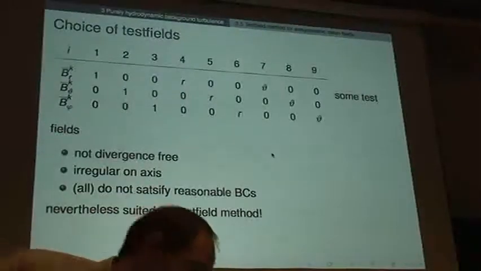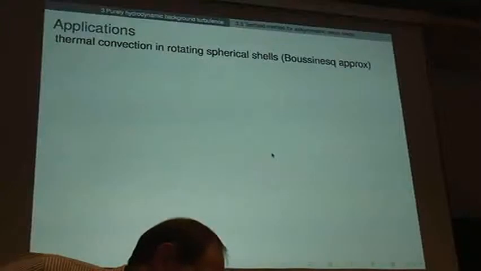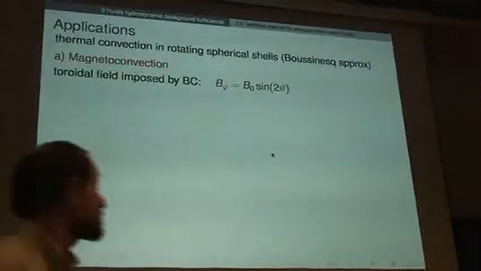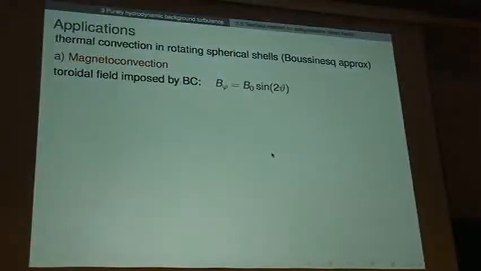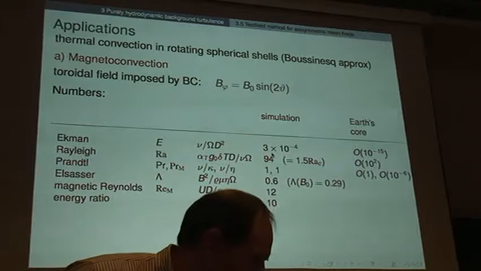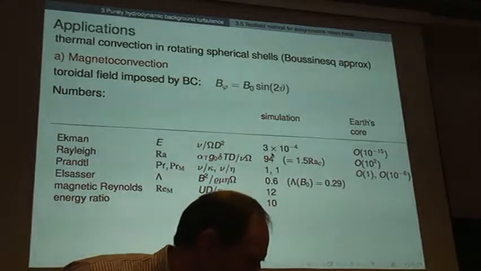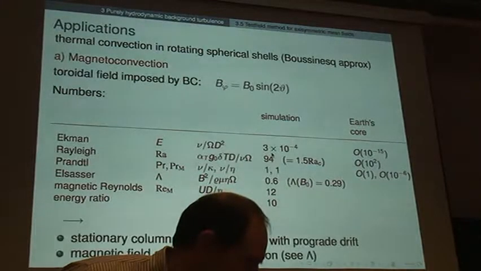And nevertheless, they turned out to be useful for the mean field test field methods. And as applications, I want to mention 2 cases, both valid for thermal convection in a rotating spherical shell, in Boussinesq approximation, where a lot of geodynamo work has been done in this sort of model, and the results from that have been used for this work. And probably I should skip a little convection because of time.